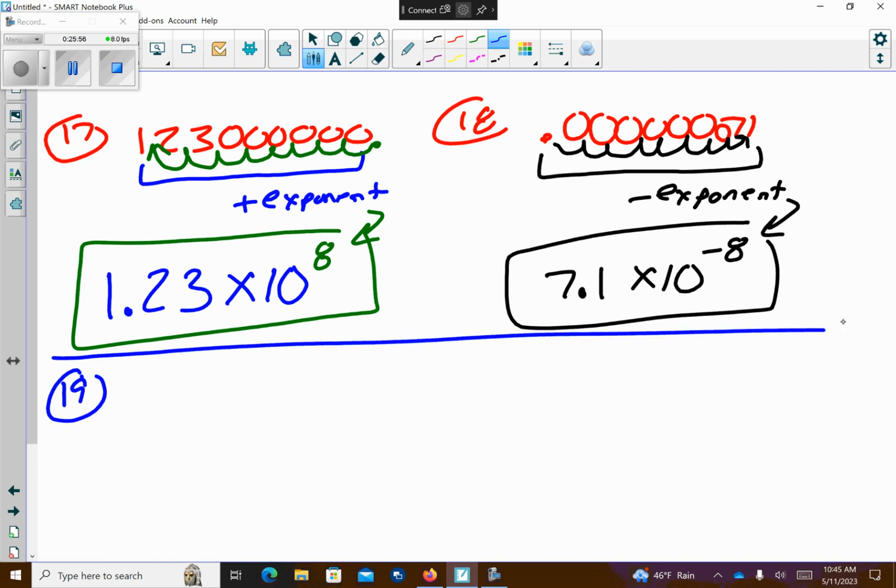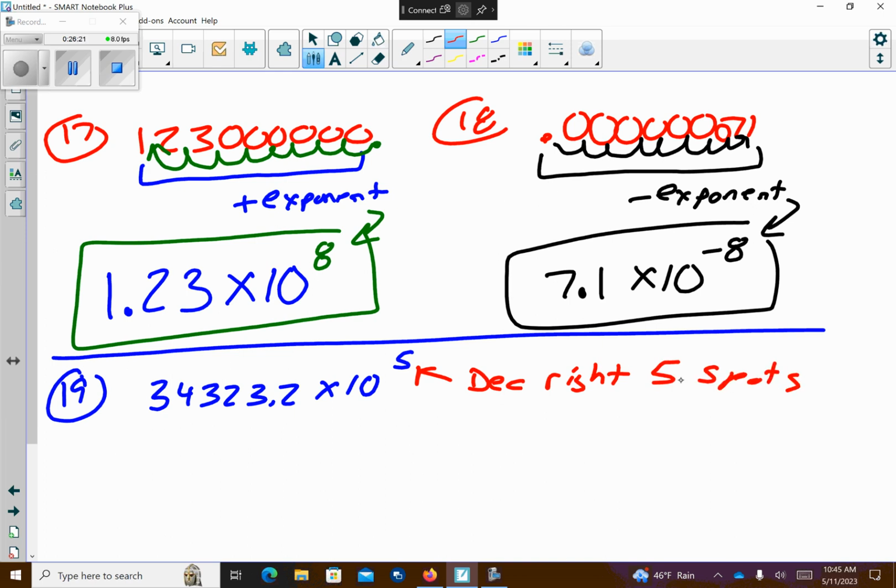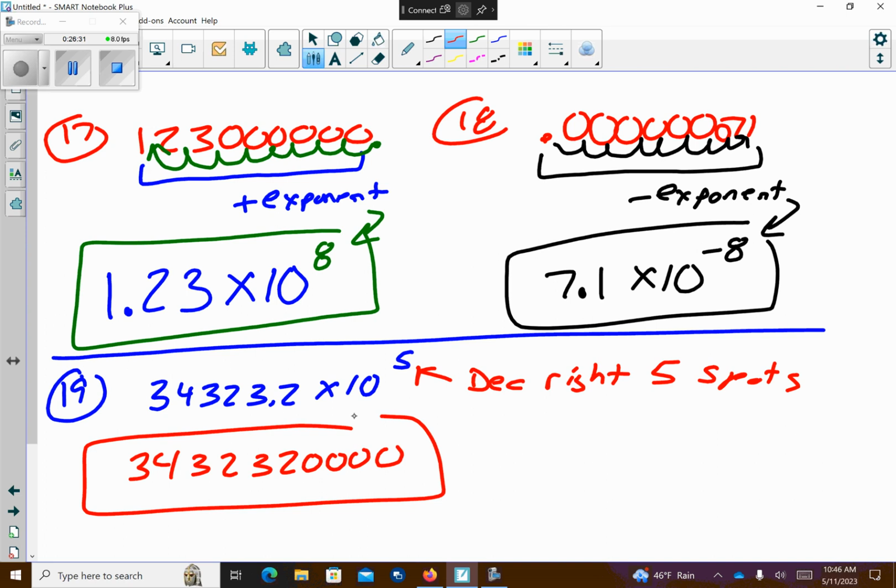Number 19. Okay, so first off, is this written incorrectly as far as scientific notation goes? Yeah, it is, but we could still work it out. It's just real sloppy. So this means decimal right 5 spots. So I have this, this, this, this, this. 1, 2, 3, 4, 5. Okay, it's a sloppy problem. It's okay.